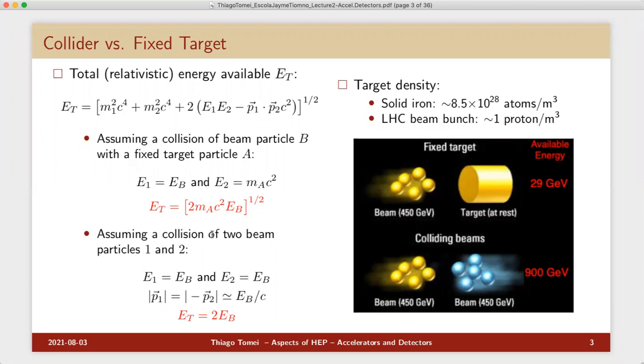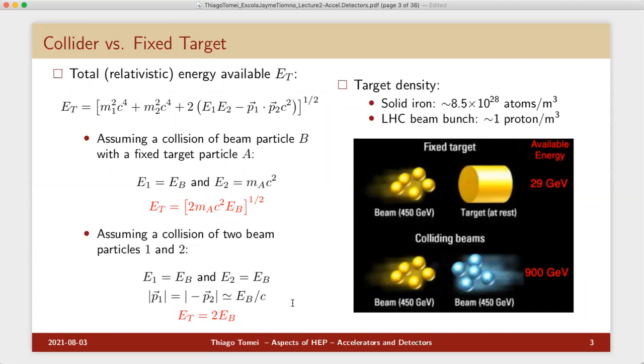On the other hand, it's trivial that if you have two beam particles, and let's say that they are identical at this point, then you run the numbers again, and you come to the obvious result that the total energy is twice the energy of the beam. So hooray, let's always do colliders.